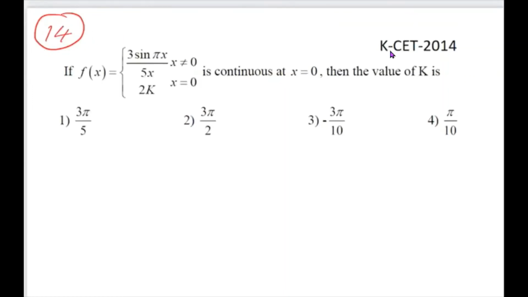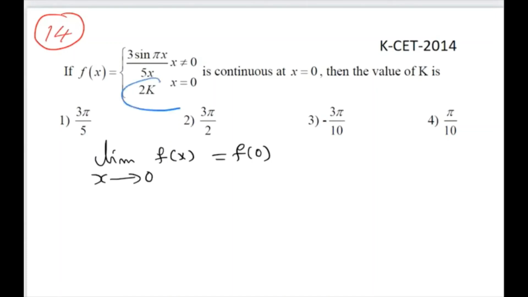Fourteenth question. This is taken from KCET paper 2014. It's given that the function is continuous at x equal to 0. Then we need to find the value of k. Since the function is continuous at x equal to 0, limit x tends to 0 of the function f of x equal to f of 0. So f of 0 is 2k here.